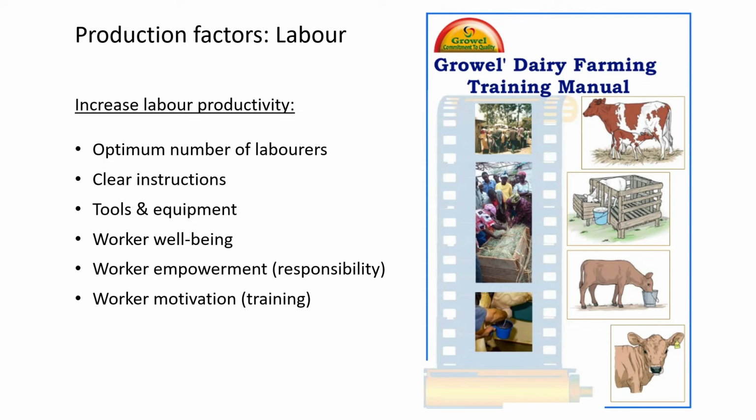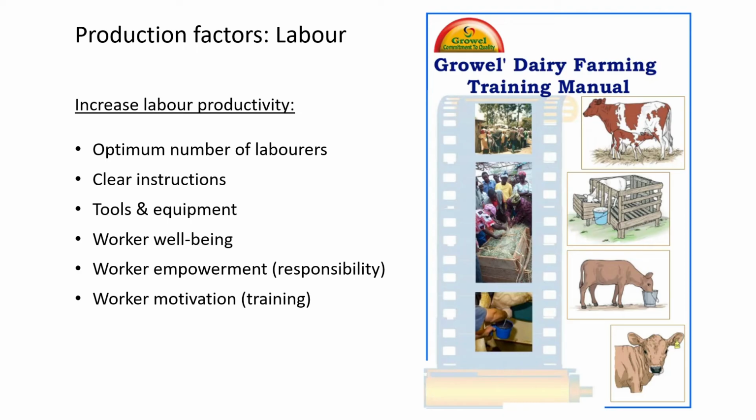Then also worker well-being. Again, this doesn't necessarily mean just physical health. It also can mean mental health. If the person is suffering from depression or suffering from schizophrenia or some bad diseases like that, again, they cannot do everything they're supposed to do to the best of their ability.